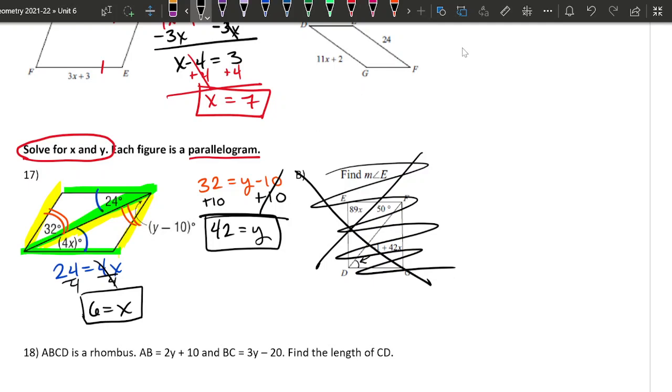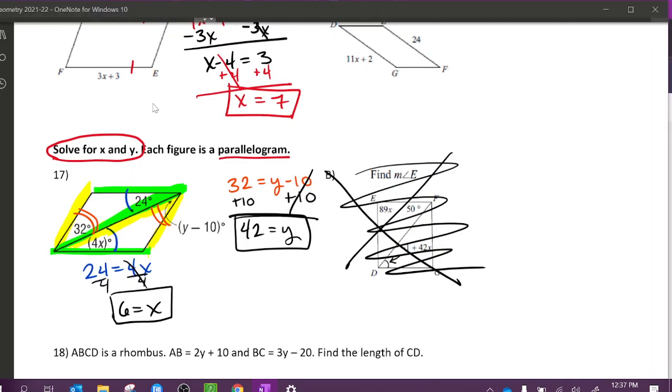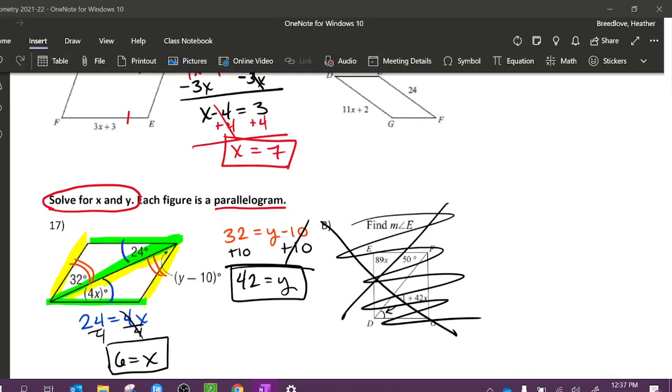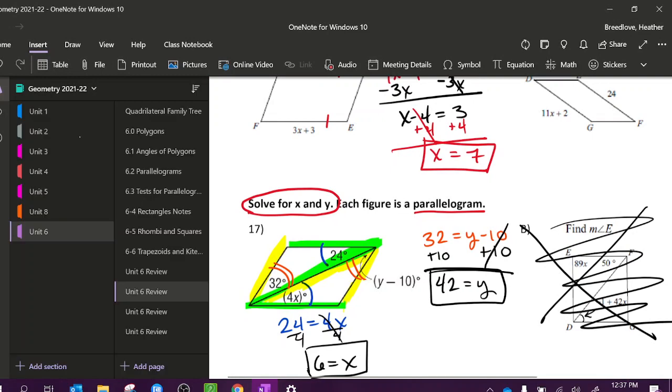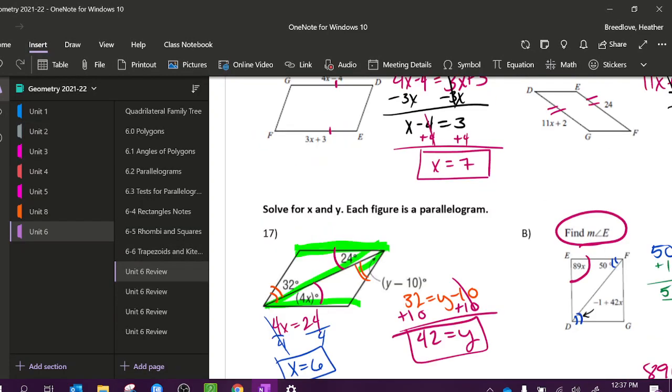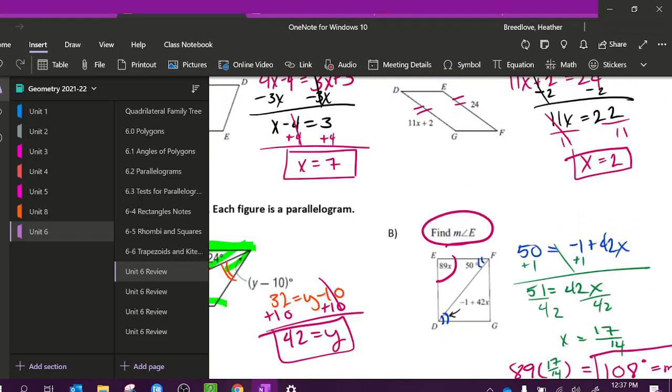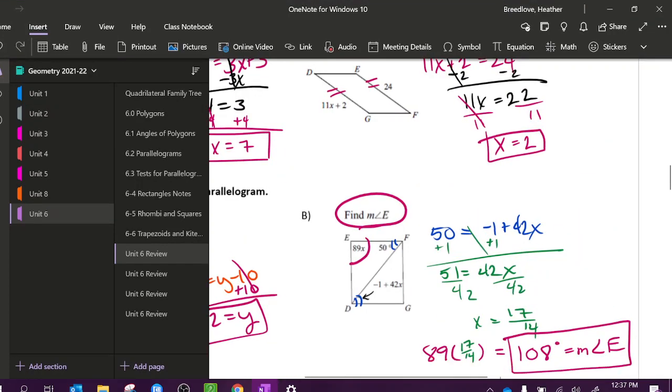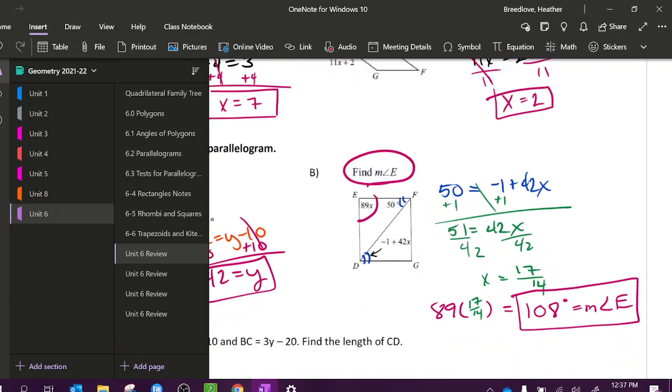I did it last period. The answer was 100, I rounded to 108. But when you get x is 17 over 14, and then you plug it back in times 89, you get the angle E is 108.